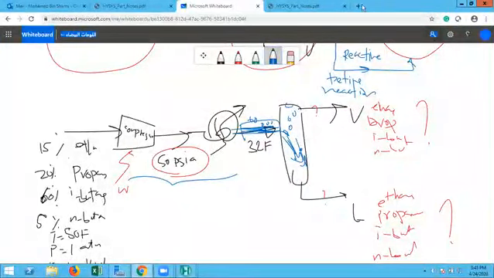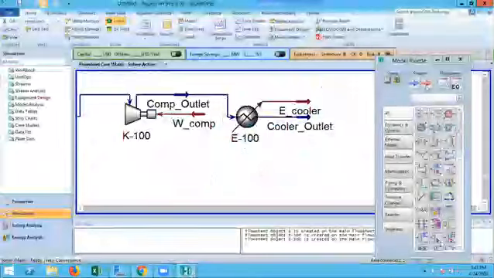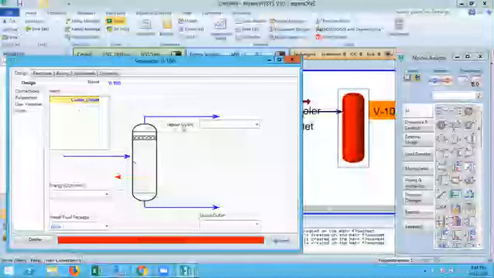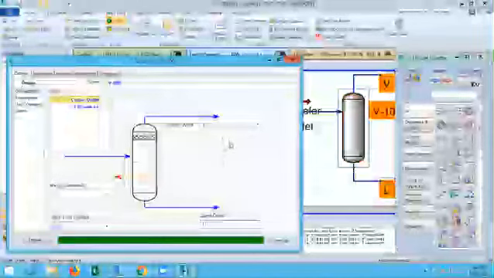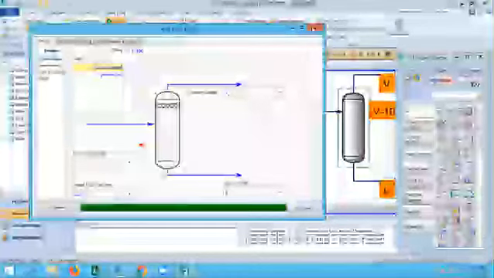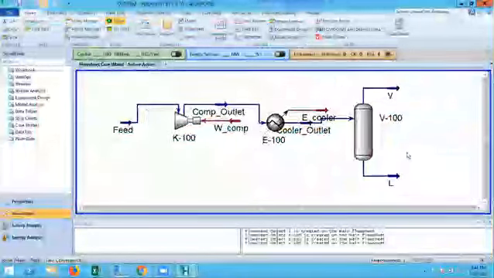Okay, so let's go back to HYSYS. So now I can pull the separator from here, and the separator is very easy. I just have to tell it that your inlet is the cooler outlet, and then you have a vapor stream here and you have a liquid stream here. And see, once you click enter, all this thermodynamics calculation is done for you. And that completes the model here.